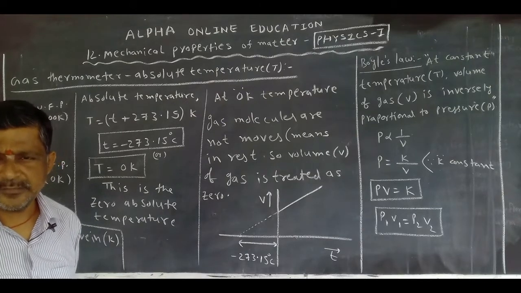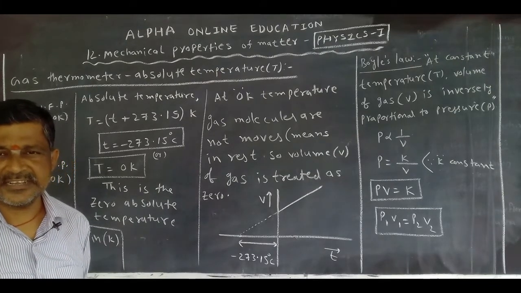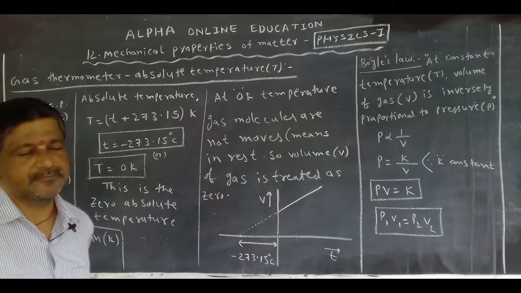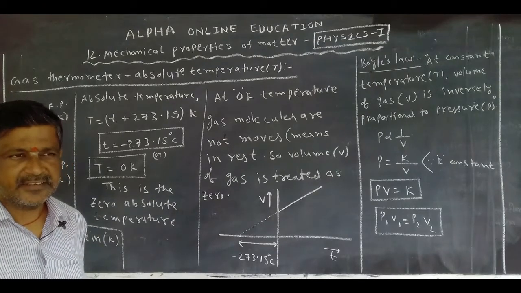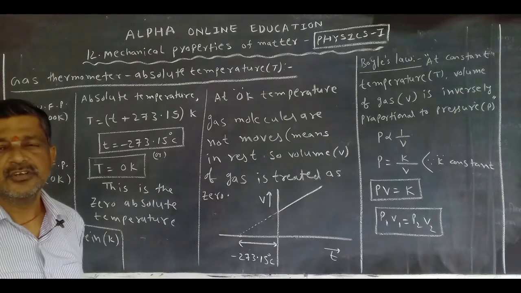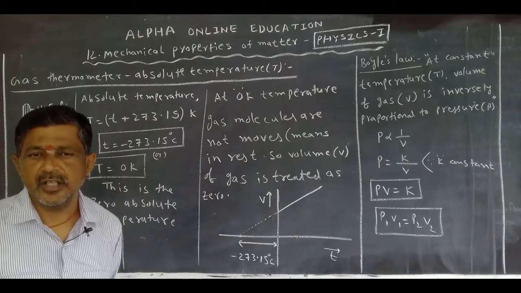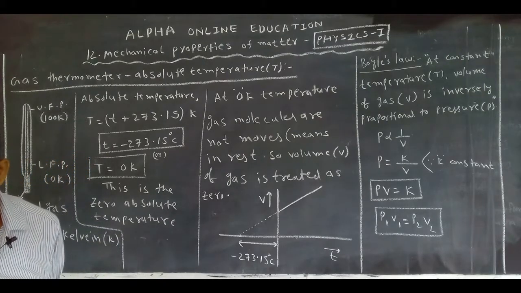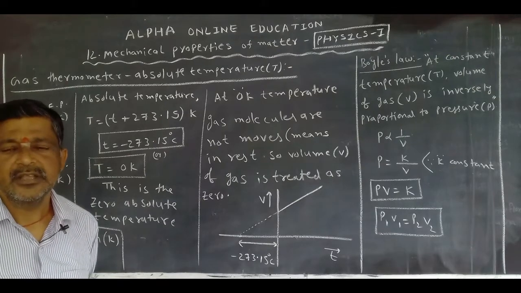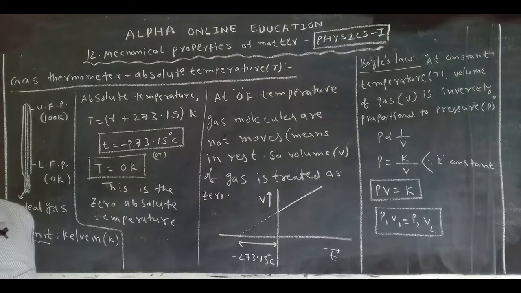The Celsius thermometer measures down to 0 degree centigrade. Less than that it is not applicable. To find a temperature less than 0 degree centigrade, we use the Fahrenheit thermometer. It measures the temperature up to minus 80 degree centigrade. And we know the LFP and UFP of them.